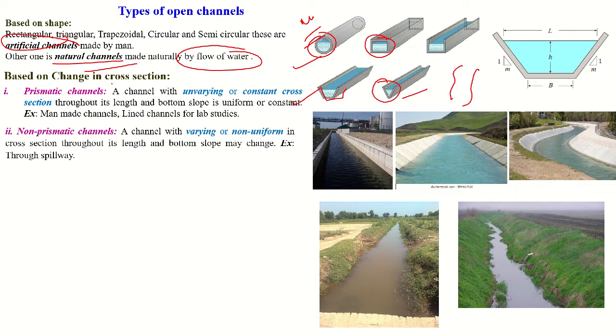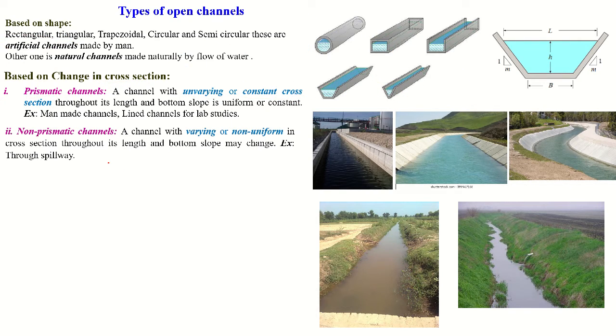The next classification is based on change in cross section. After water runs continuously in a channel, the cross section may vary. Here the cross section means the width and depth of flow, which may vary. Due to grass, improper maintenance of the canal, and siltation deposition, the width and depth may vary. Based on this cross section, channels are classified into two types: prismatic channel and non-prismatic channel. A channel having an unvarying or constant cross section is called a prismatic channel.